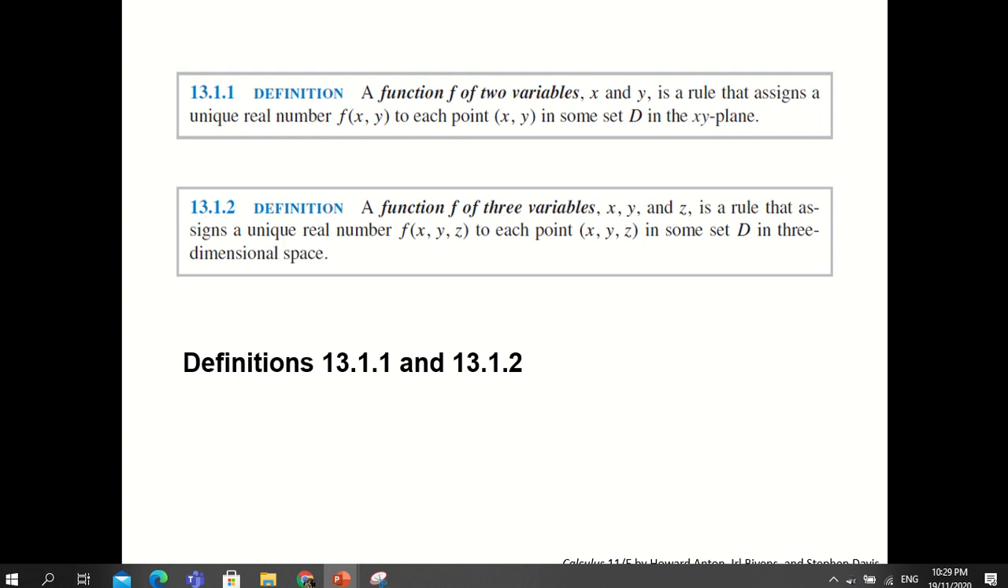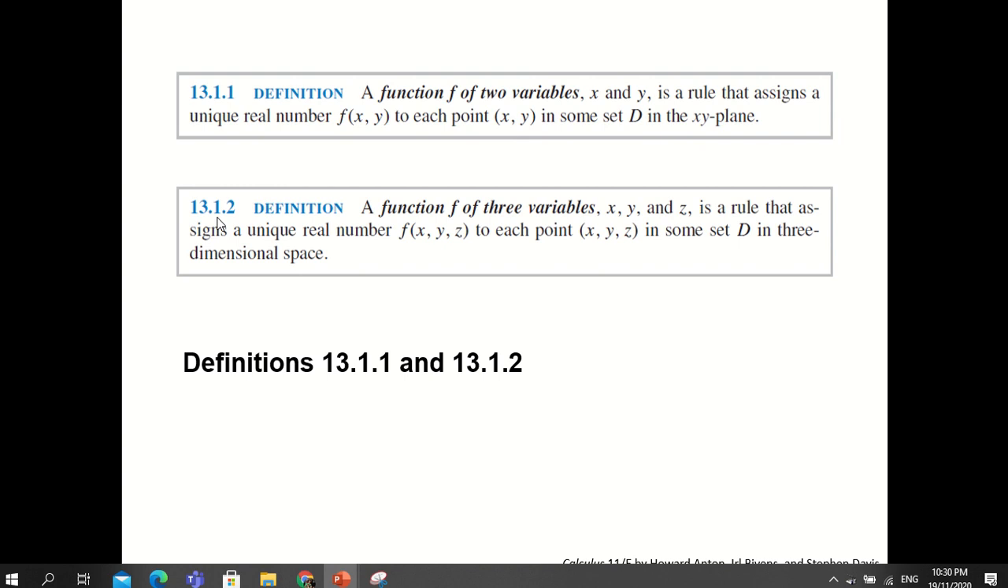All right, so we have the definition in this chapter, 13.1.1. A function of two variables, x and y, is a rule that assigns a unique real number, f of x and y, to each point (x, y), the coordinates of a point, in some set D in the xy plane.